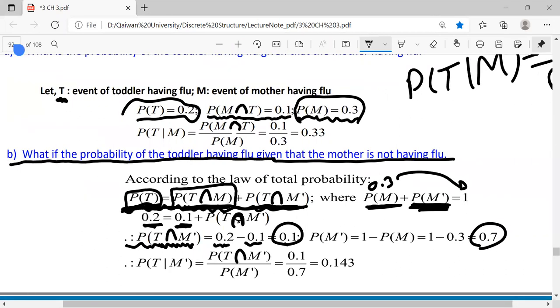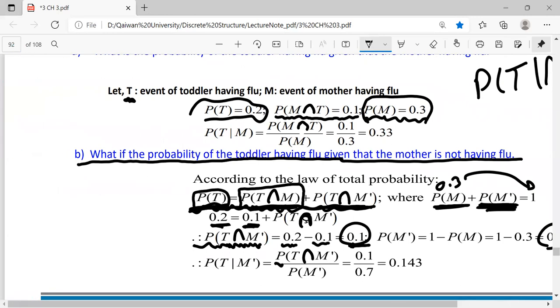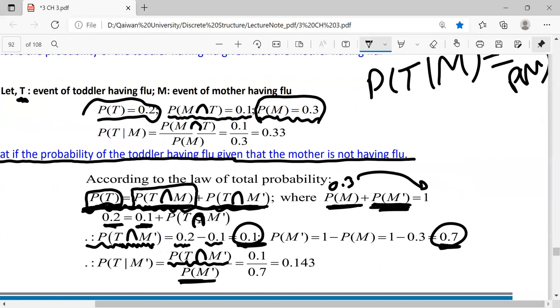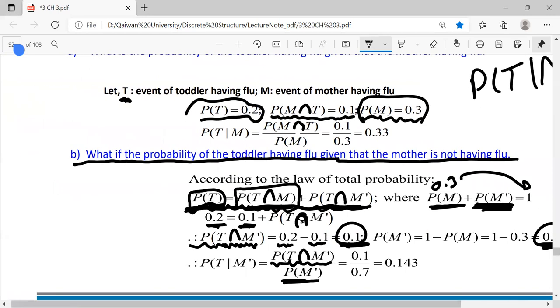So you have these two. We just divide 0.1 by 0.7, because the probability of T intersection M complement is 0.1, and the probability of M complement is 0.7. We just divide these two, and we get the result of 0.143. Here, we just applied the rule of total probability for finding the probability of toddler having flu and mother having no flu.